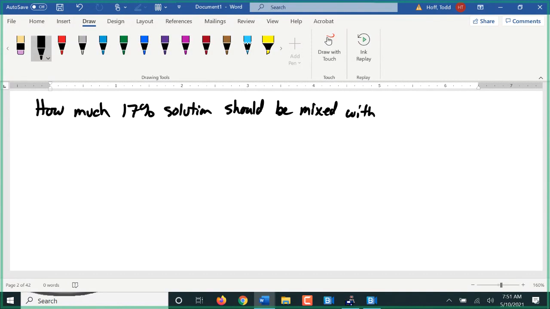So, how much 17% solution should be mixed with 120 milliliters? We'll use milliliters because they're easier to work with. Of 25% solution. To create 23%.